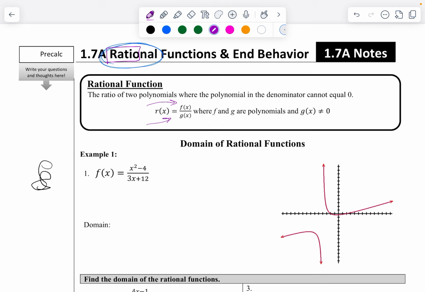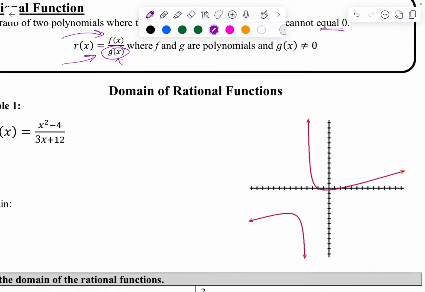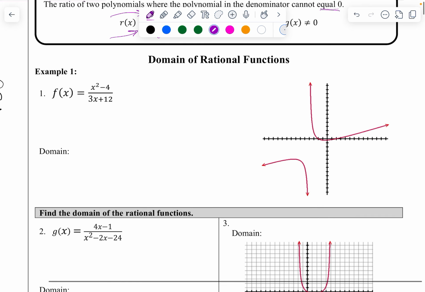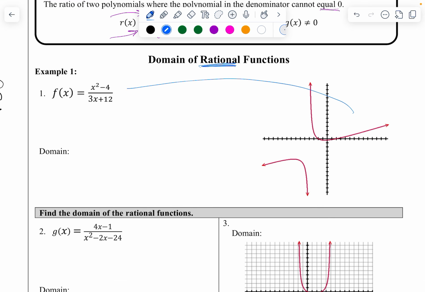So the ratio of two polynomials where the denominator polynomial g of x cannot equal 0 is a rational function. And remember, we say g of x cannot equal 0 because then it would be undefined. All right, so let's go ahead and talk about this. If I'm talking about the domain of a rational function, this is our example 1 graph. This is what it looks like.